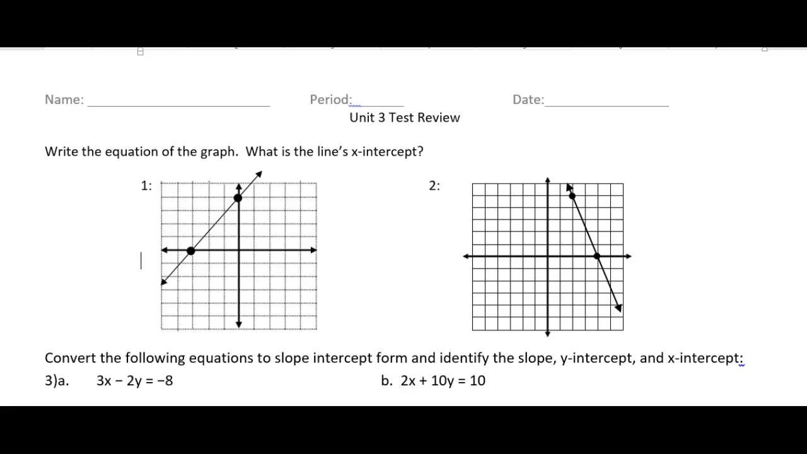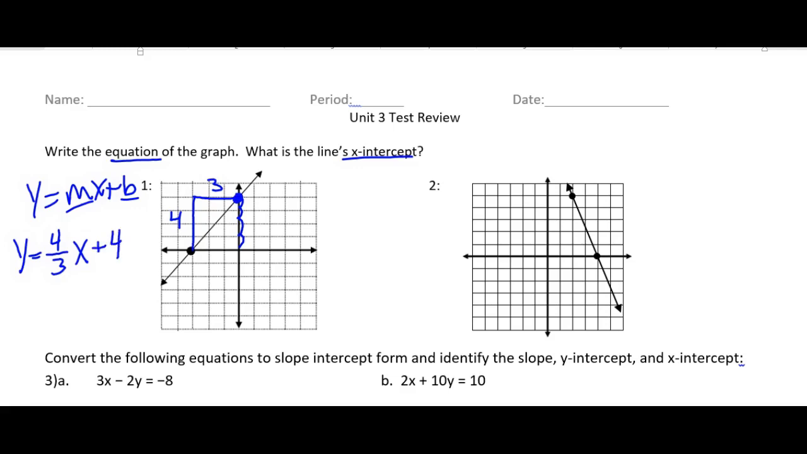Starting with number 1, we're trying to find the equation of the graph and the x-intercept. The equation is going to look like y equals mx plus b. To find the m, our slope, we're going to do our rise over run. Looks like we're rising 4, running 3. So y equals 4/3 x. Our y-intercept, our b, is just where it crosses the y-axis, which is at 4. So there's our equation.